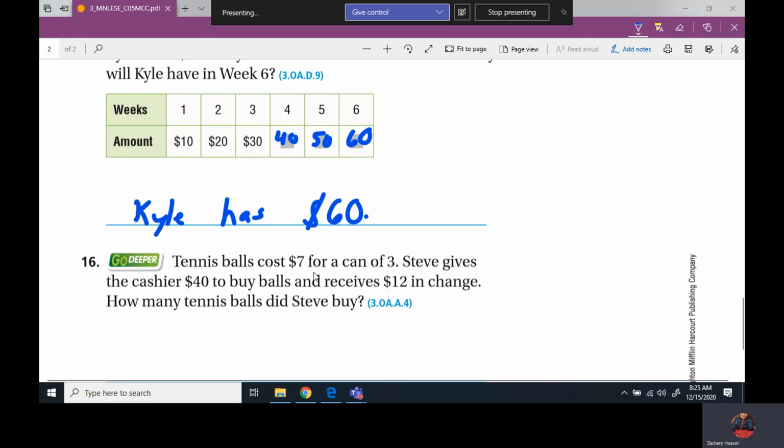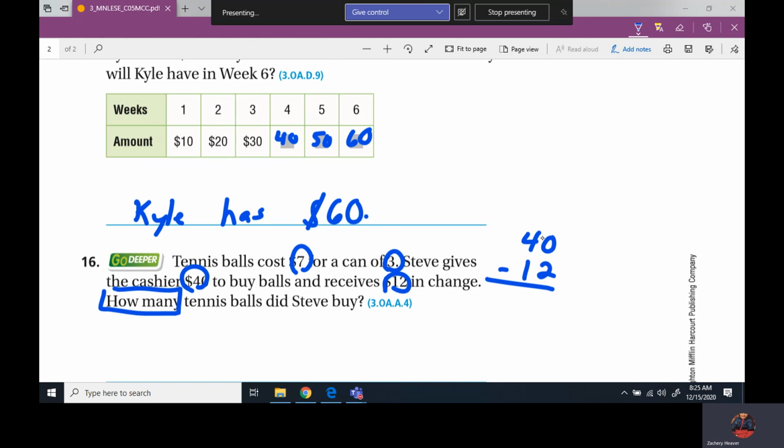And this is our last question. Tennis balls cost $7 for a can of 3. Steve gives the cashier $40 to buy balls and receives $12 in change. How many tennis balls did he buy? So first off, let's see how much money he spent. He gave the cashier $40 and he got $12 back. You can't take 0 from 2, so go next door. 4 becomes a 3. The 0 becomes a 10. 10 minus 2 is 8. 3 minus 1 is 2.